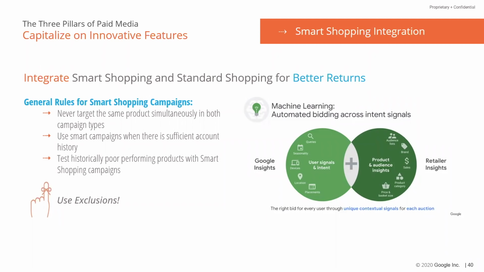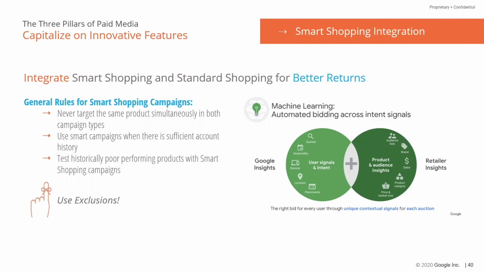Smart shopping campaigns are typically a little bit more efficient from a cost perspective. The CPCs are usually a little bit better. They also serve to a wide variety of ad networks, not just search. And there's a ton of machine learning that goes on in the back end.